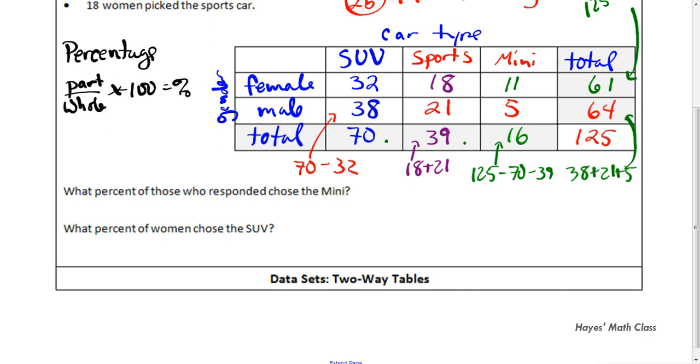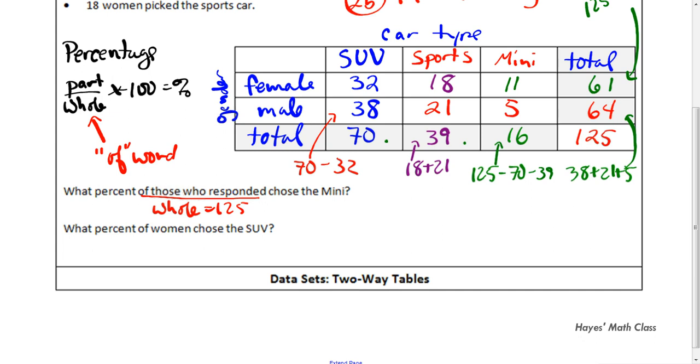Okay. The whole is always generally, the way that I taught this way back in the beginning of my career, that's the "of" word. Of means to be a part of a group. So what percentage of those who responded? So this is going to be my whole. How many people responded? The whole here equals 125.